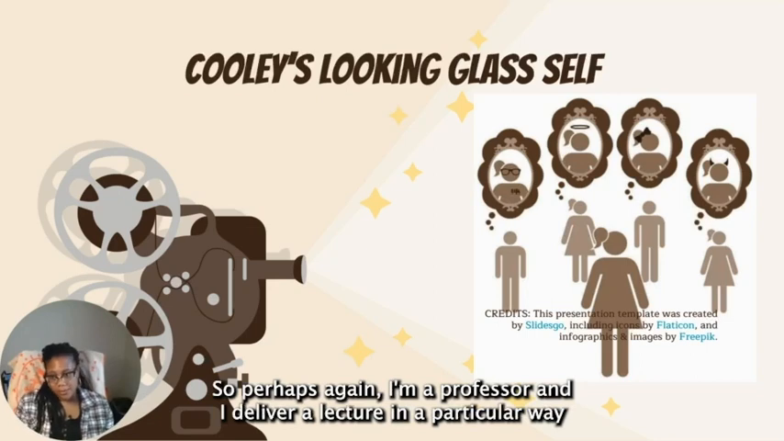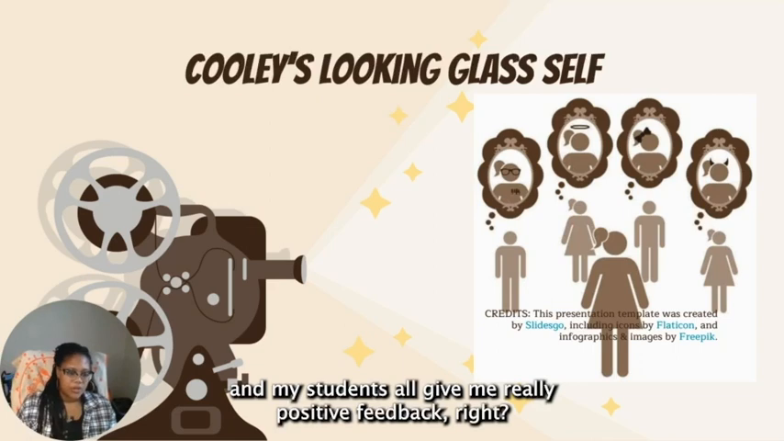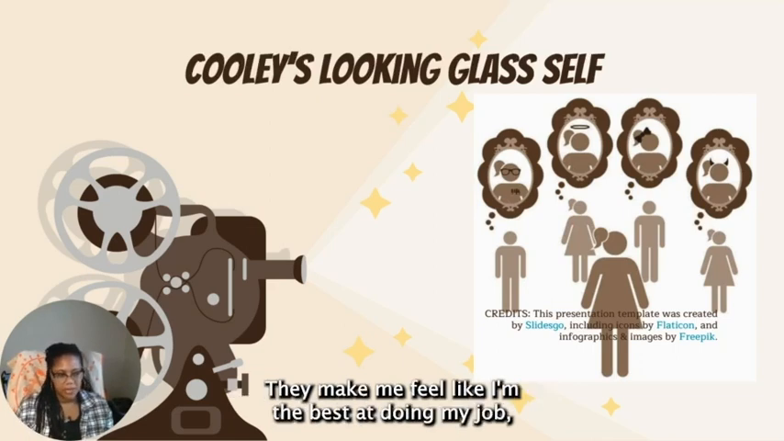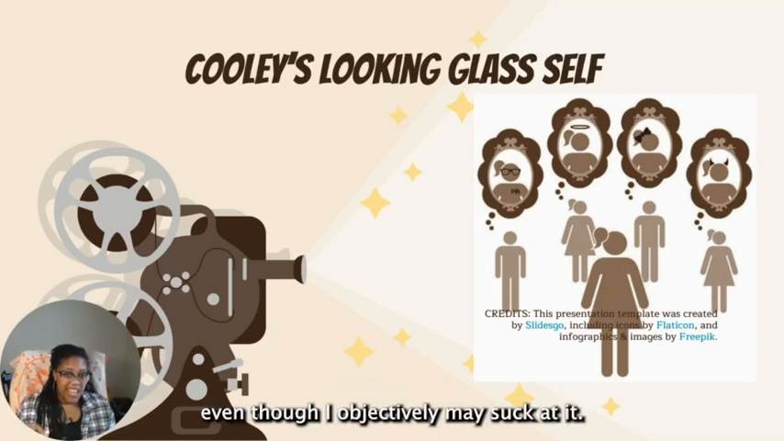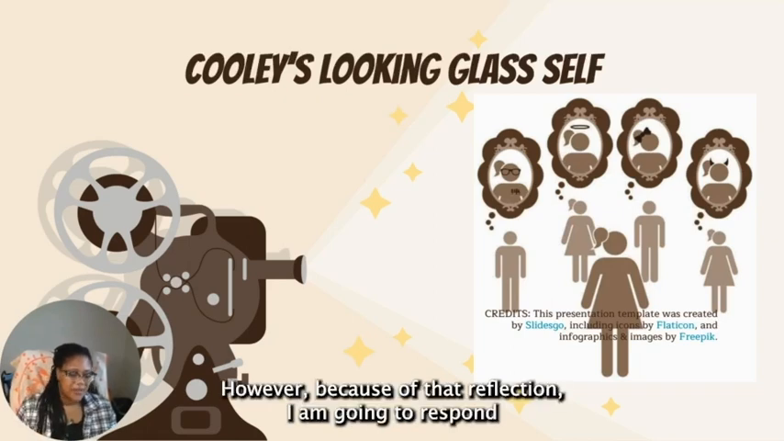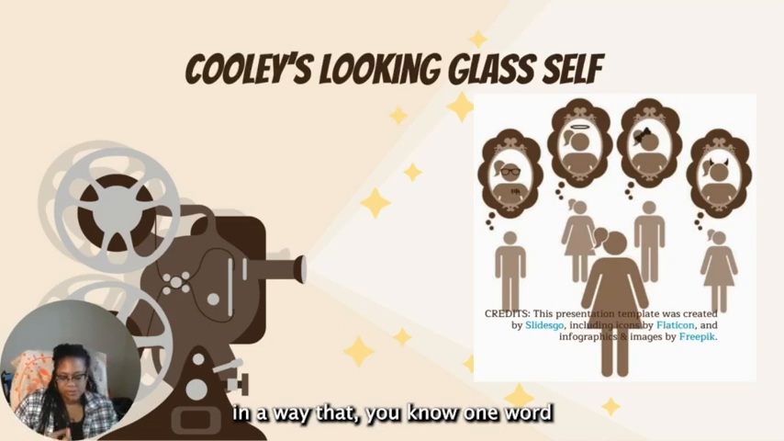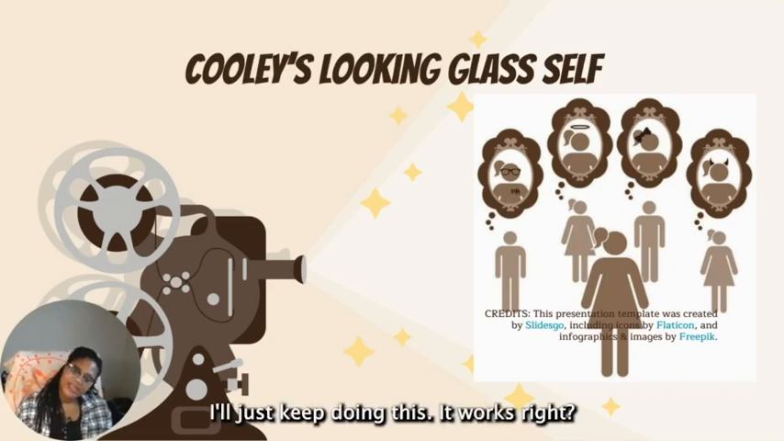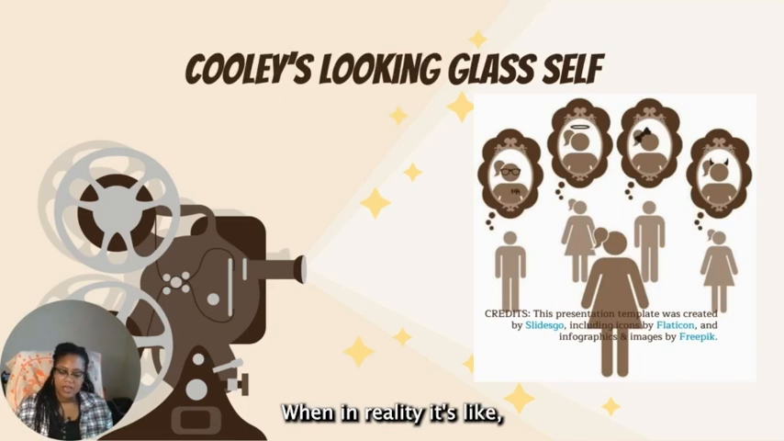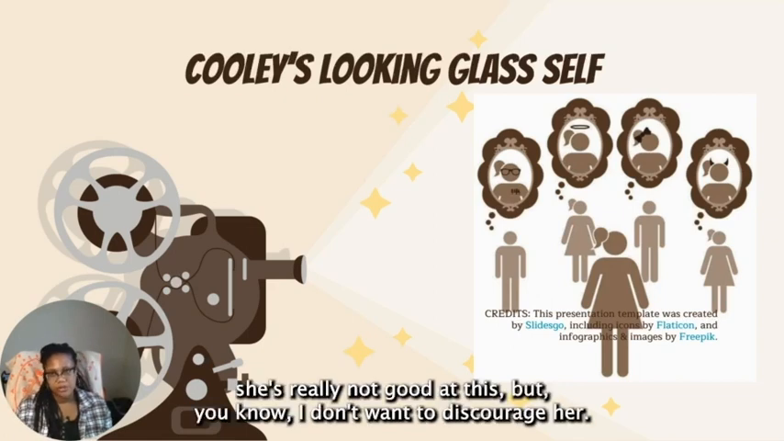So perhaps, again, I'm a professor and I deliver a lecture in a particular way. And my students all give me really positive feedback, right? They make me feel like I'm the best at doing my job, even though I objectively may suck at it, right? However, because of that reflection, I'm going to respond in a way that one would for favorable feedback. So I'm going to think, oh, this is great. I'll just keep doing this. It works, right? When in reality, it's like, oh, she's really not good at this, but I don't want to discourage her.